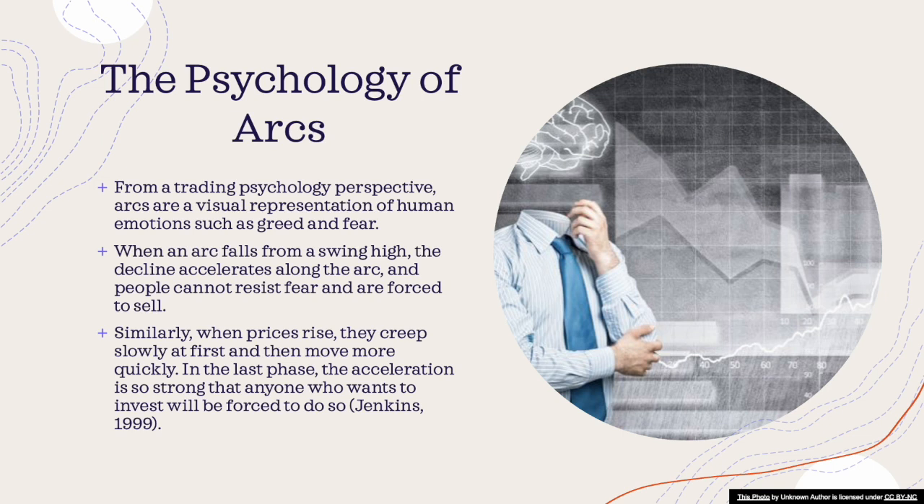When an arc falls from a swing high, the decline accelerates along the arc and people cannot resist the fear and they are forced to sell. Similarly, when prices rise, they creep slowly at first, then move more quickly. In the last phase, the acceleration is so strong that anyone who wants to invest will be forced to do so.